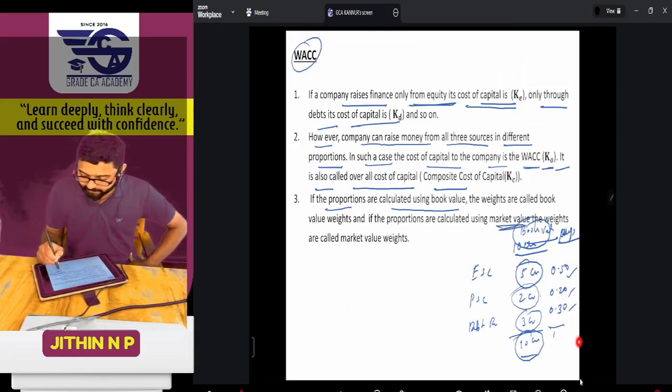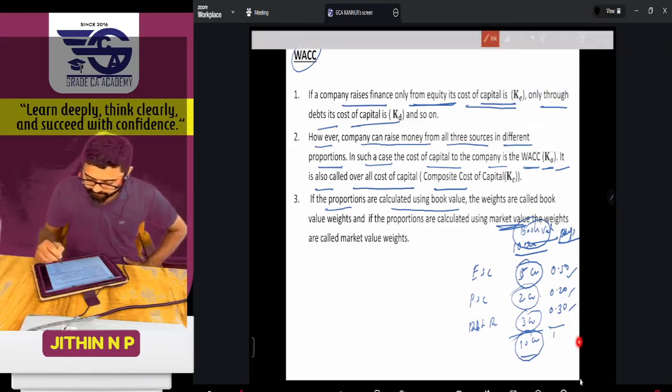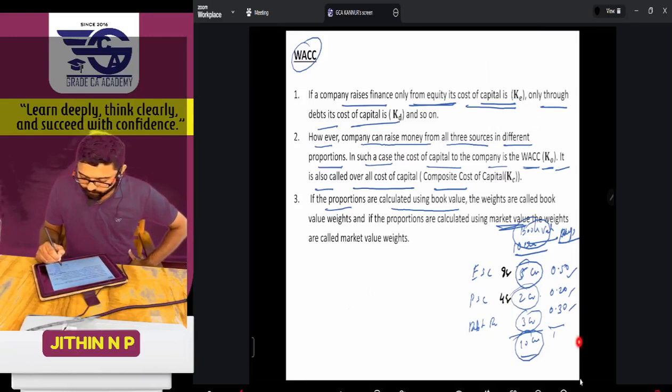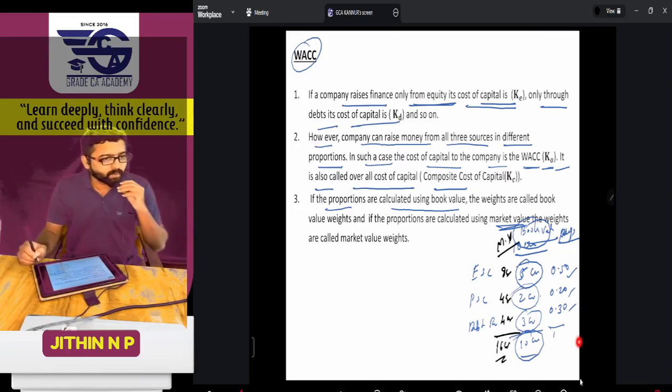Suppose equity share capital, 5 crore is book value. Suppose the market value of this equity share capital is 8 crore. Preference share capital market value is 4 crore. Debt fund market value is 4 crore. Just assume. In that case, 16 crore is the total market value. Clear?